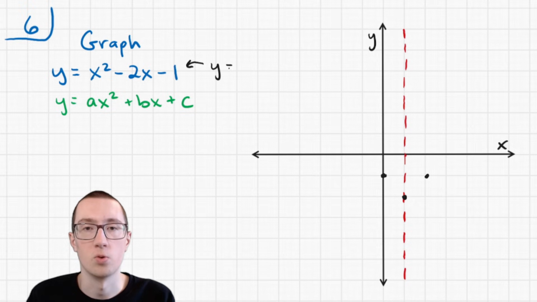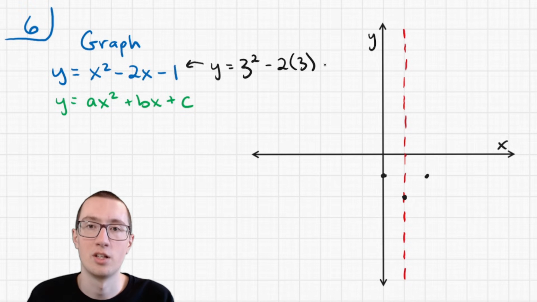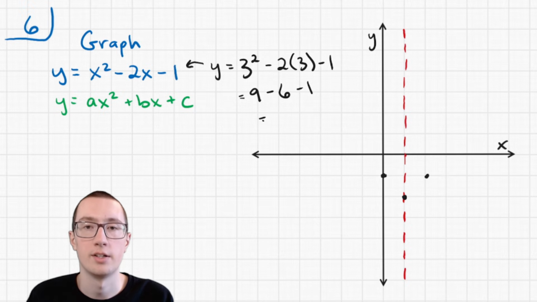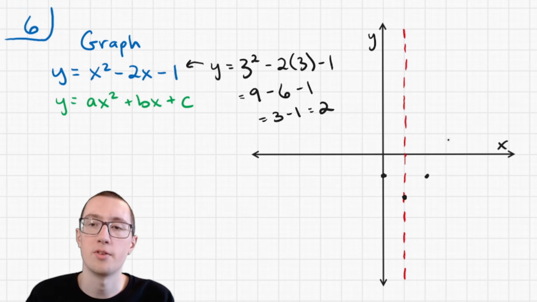So we're going to have y equals 3 squared minus 2 times 3 minus 1. 3 squared is 9 because 3 times 3, minus 2 times 3, which is 6, minus 1. 9 minus 6 is 3, minus 1 is 2. So y is equal to 2. So on this part here, where x is 3, we need to go up 1, 2. And we're going to have a point right here.